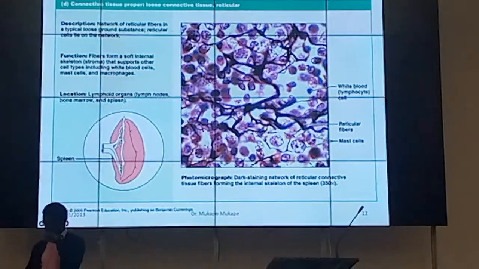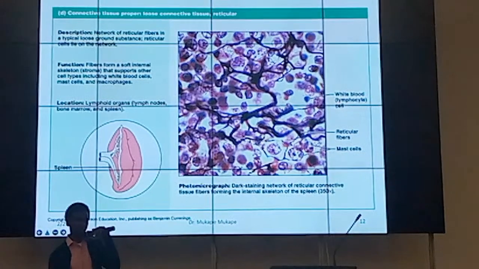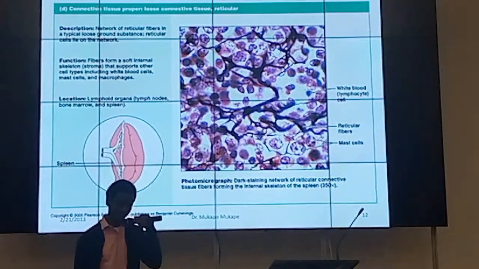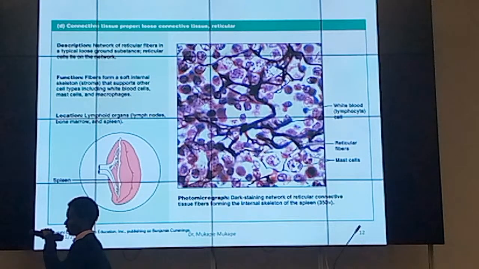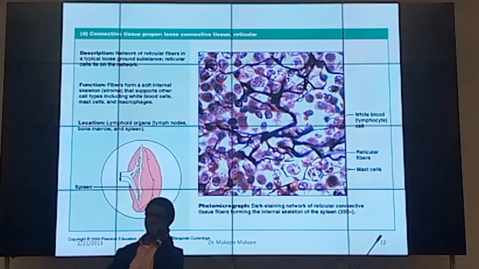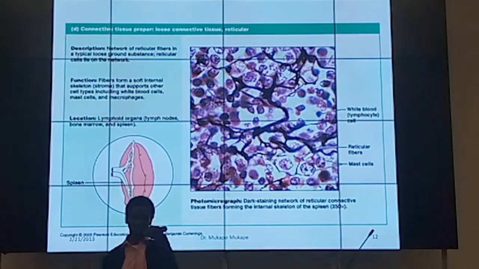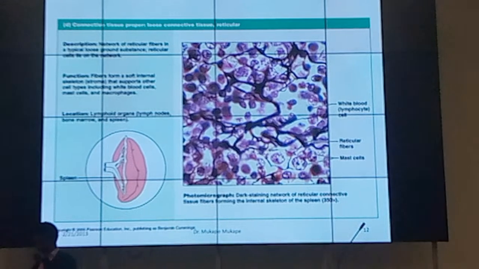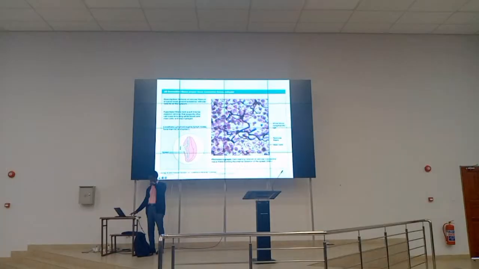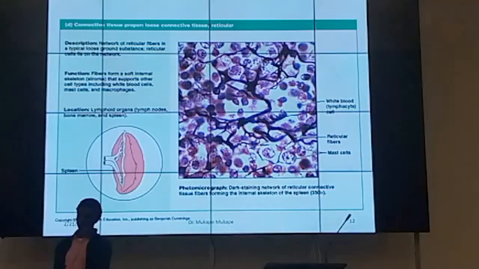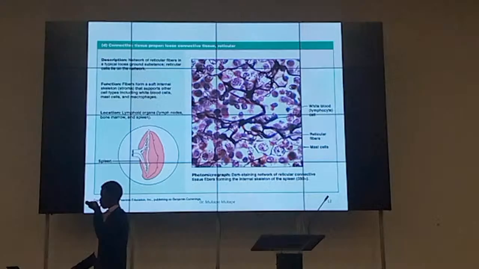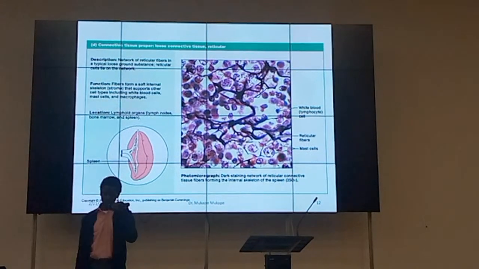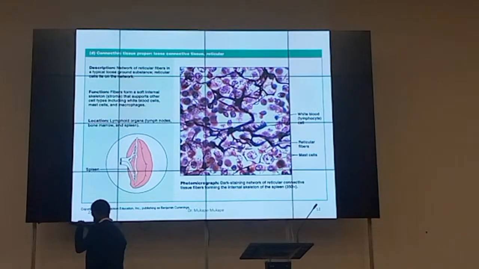Why? Because we can see the darkly stained fibers, and the stain that has been used here is what type of stain? Since we have studied stains now, what type of stain is this one? Yes, sir. Very good, excellent. Silver stain. Silver stain is a stain we use routinely to stain reticular connective tissue. So we can see the various reticular fibers, which are the protein fibers. Remember: collagen, elastic, reticular. Reticular fibers are basically type 3 collagen fibers.